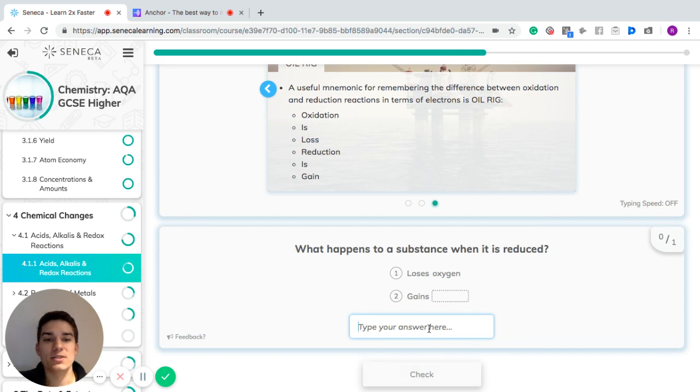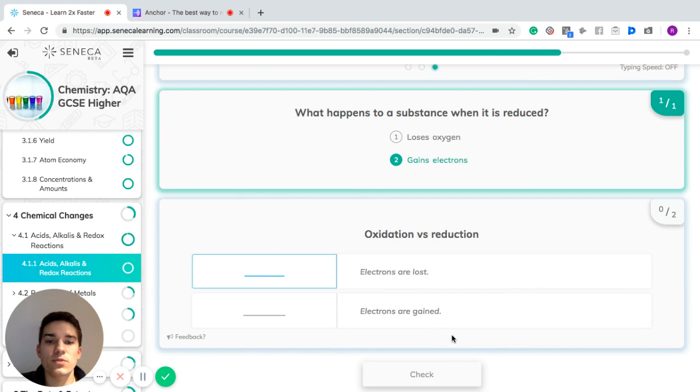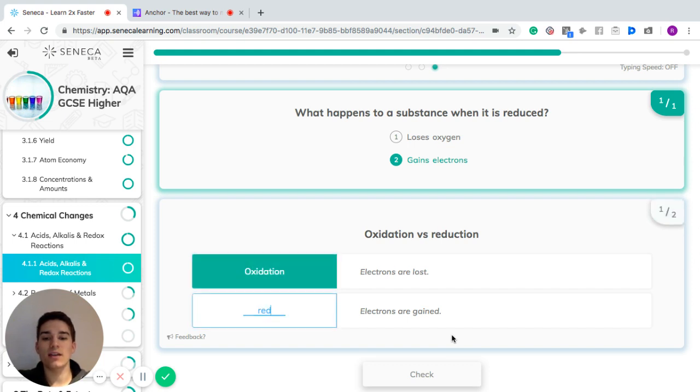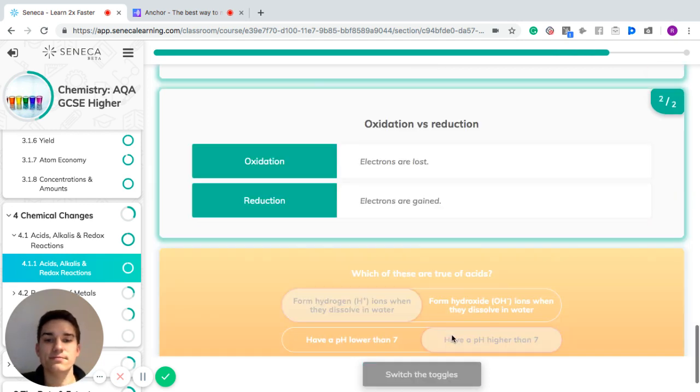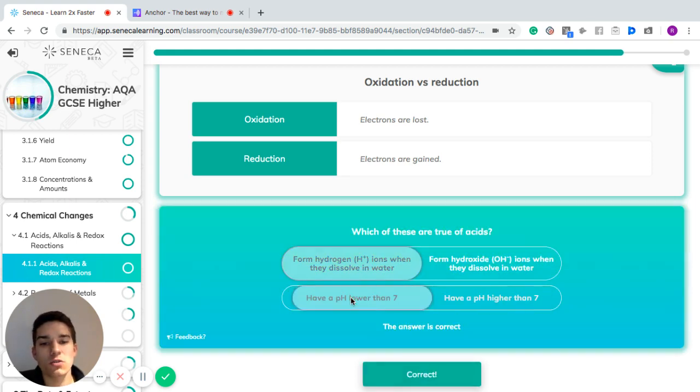So what happens when a substance is reduced? It loses oxygen and it gains electrons. And to remember the difference between oxidation and reduction, electrons are lost in oxidation and electrons are gained in reduction. Now, which of these is true of acids? They form hydrogen ions, H+, when they dissolve in water, and they have a pH of lower than 7.